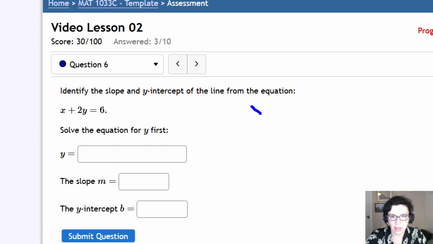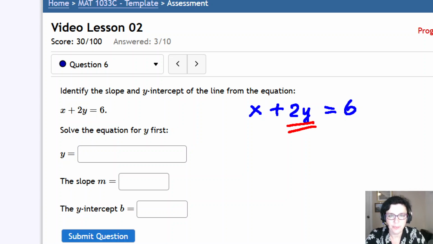So we've got x plus 2y equals 6. We are trying to solve this for y. So first we want to identify where y is. Well, y is right here, right? And we want to isolate it, so we want it to be by itself. So we need to get rid of this x. We don't know what it is, but it is something. So we need to get rid of it. We're going to subtract this x from both sides.